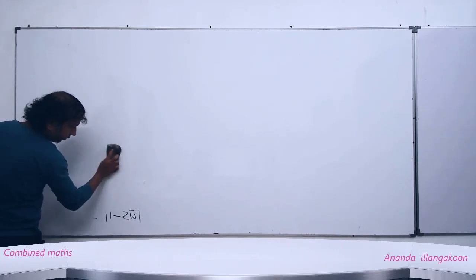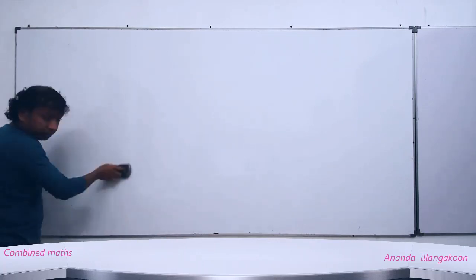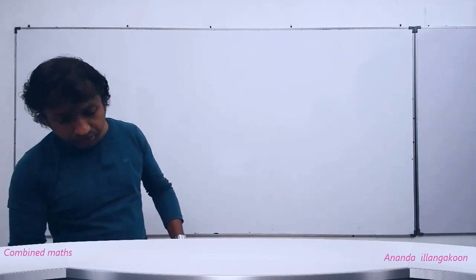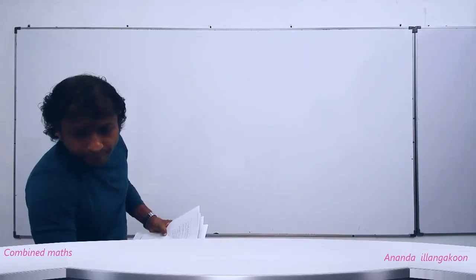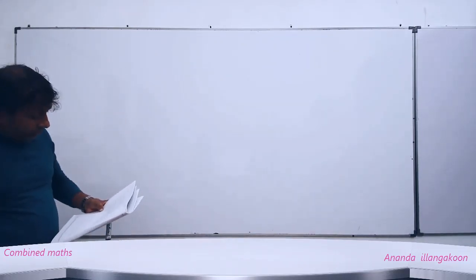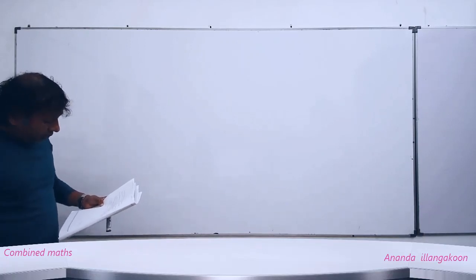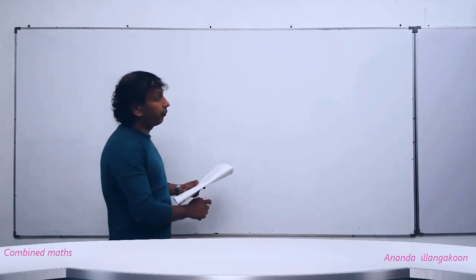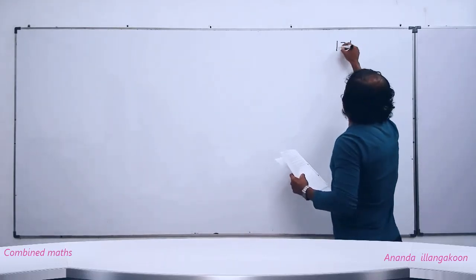Take the 2017 question, people. That's also available in the group, right? Read that 17 question. Sketch in an Argand diagram the locus C of the points representing complex numbers z satisfying mod z equals 1. Mod z equals 1.